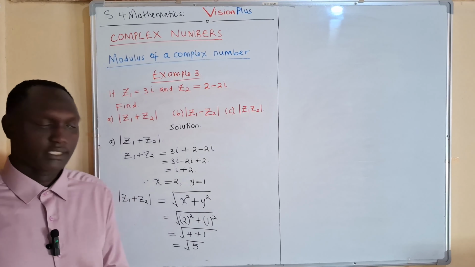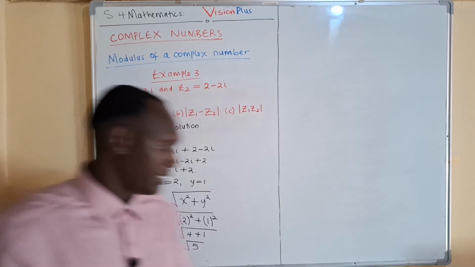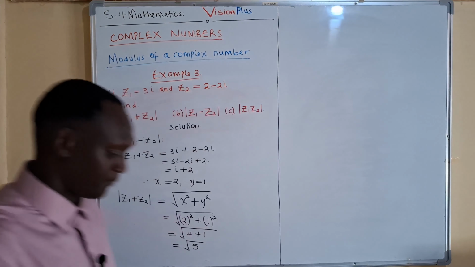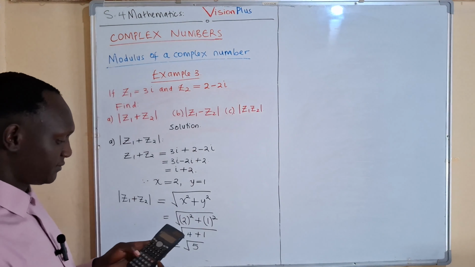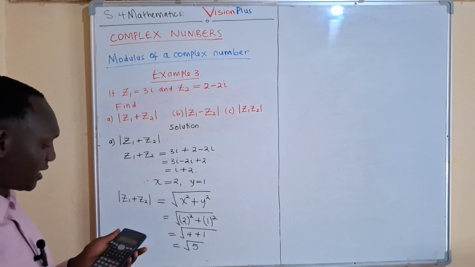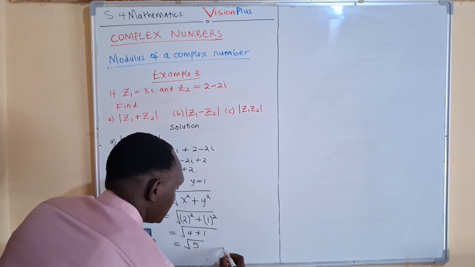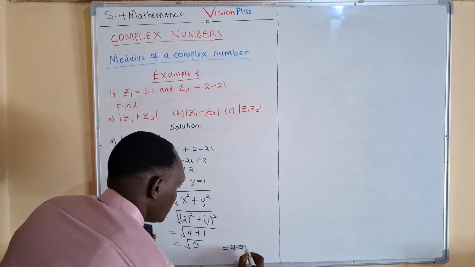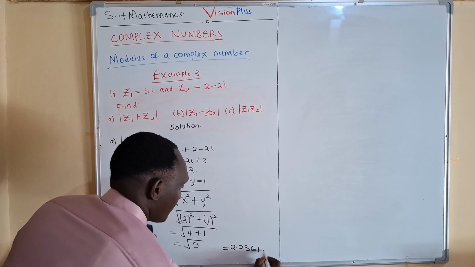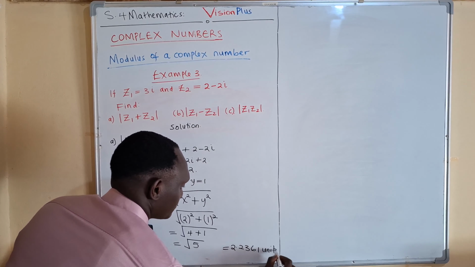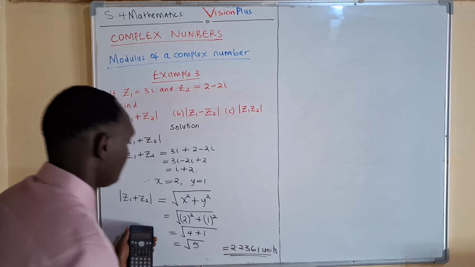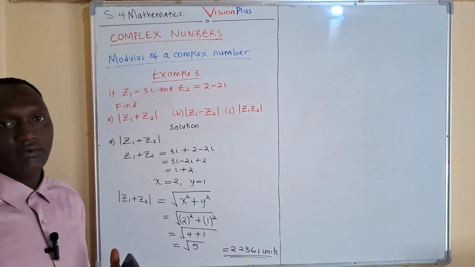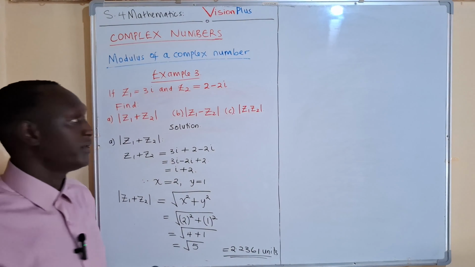And then you press the calculator. The square root of 5 is like 2.3 something. Square root of 5 is 2.236. So this gives us 2.2361 units. So this is the magnitude of z1 plus z2.